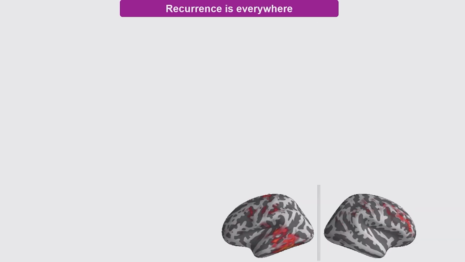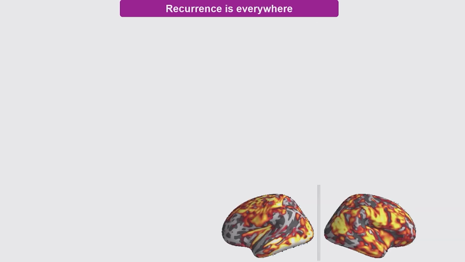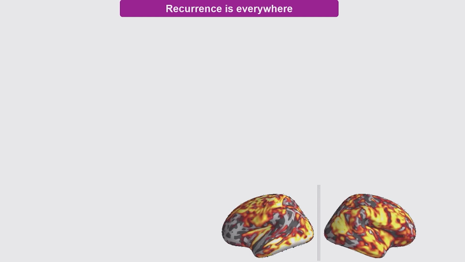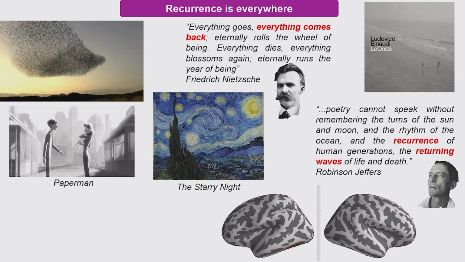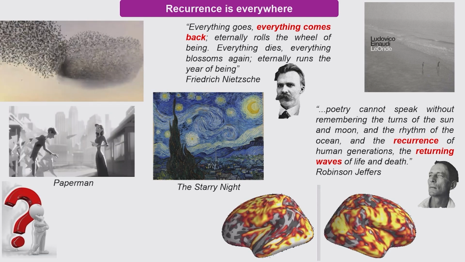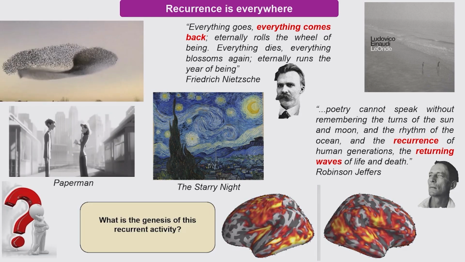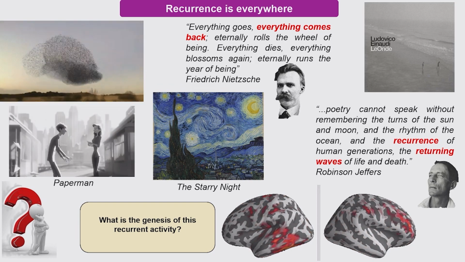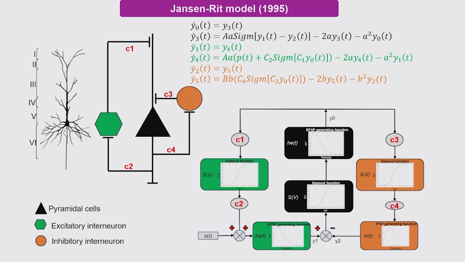So we use brain stimulation. We have this sort of perturbation that we inject in the brain, and we evoke some sort of propagation pattern and this recurrent activity. And recurrence is everywhere, in science, in life in general, in art. So the question that we have is: what is the genesis of this activity that we record as a function of the brain stimulation that we inject? And to answer this question, we use a computational model.